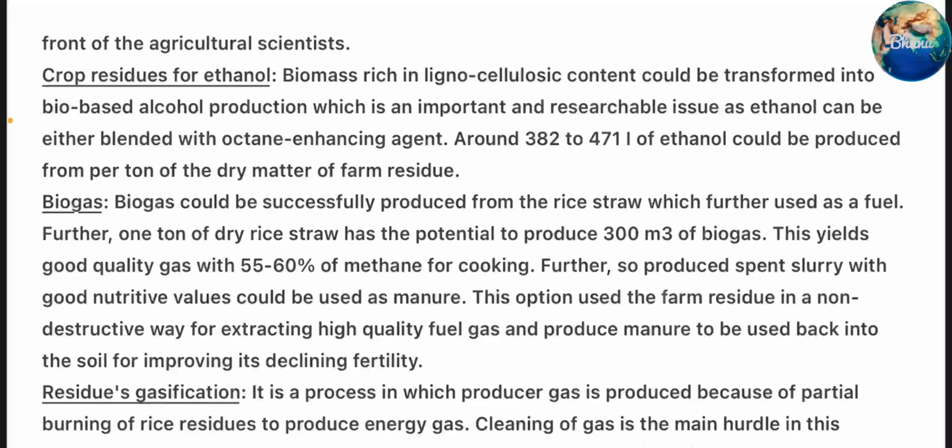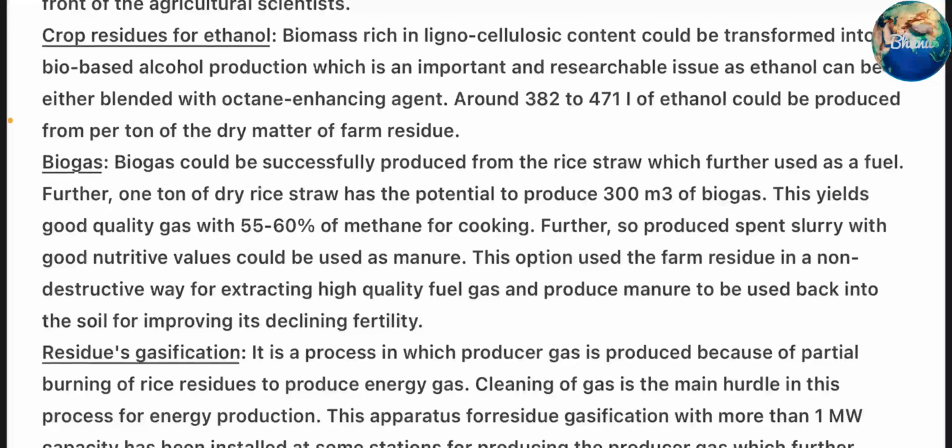Crop residues for ethanol. Biomass rich in lignocellulosic content could be transformed into bio-based alcohol production, which is an important and researchable issue as ethanol can be blended with octane enhancing agent. Around 382 to 471 liters of ethanol could be produced per ton of the dry matter of farm residue.